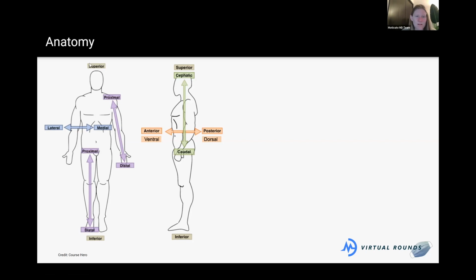Don't worry about superior and proximal and cephalic and all that. I just wanted to show you guys anterior, posterior, and then medial, lateral.